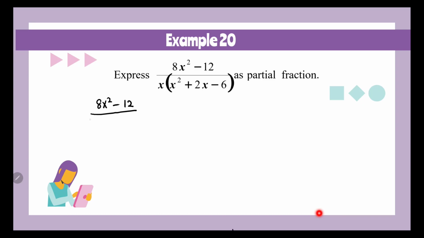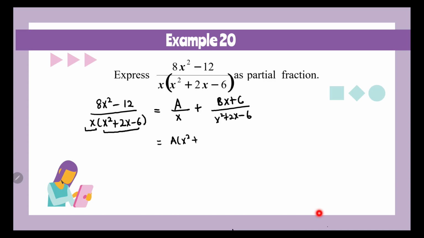So 8x squared minus 12 divided by x multiply x squared plus 2x minus 6. Since we recognize x as a linear factor, the numerator will be a constant term, A. But since x squared plus 2x minus 6 is a quadratic that cannot be factorized, the numerator will be a linear term, which is bx plus c. Now our aim here is to find A, B and C. So we're going to use the same method. We're going to equate the denominator.